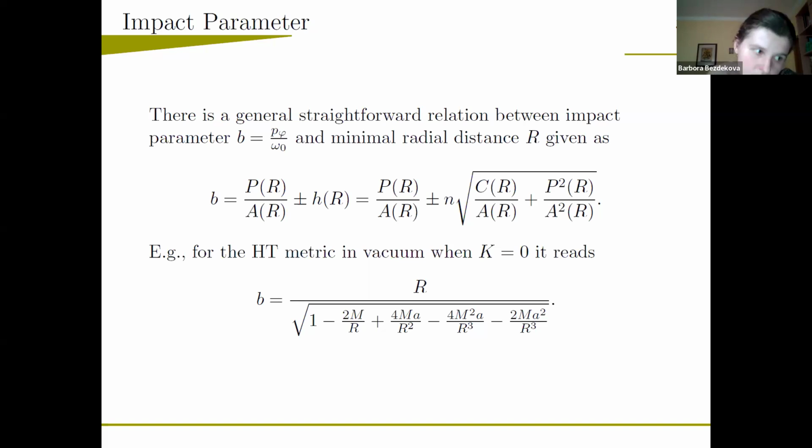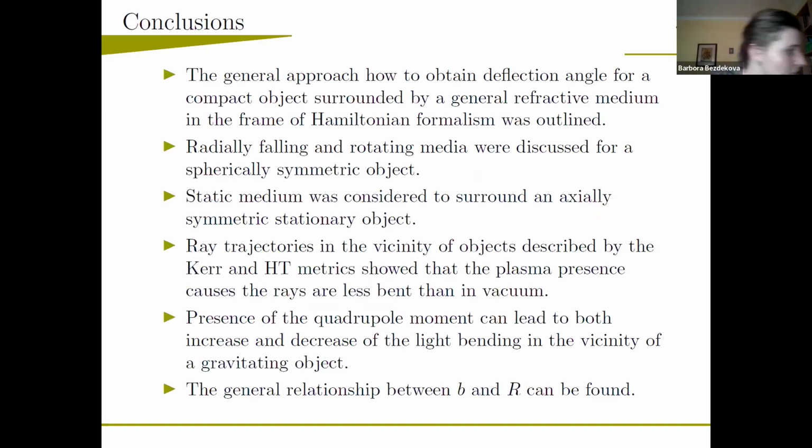And it is useful because many works in the literature performed the calculations of the deflection angle in terms of impact parameters. So it is very typical, when one wants to compare with known results from previous studies, that it is usually useful to express the result in terms of the impact parameter. Okay, so I think the time is fine, so I can conclude.